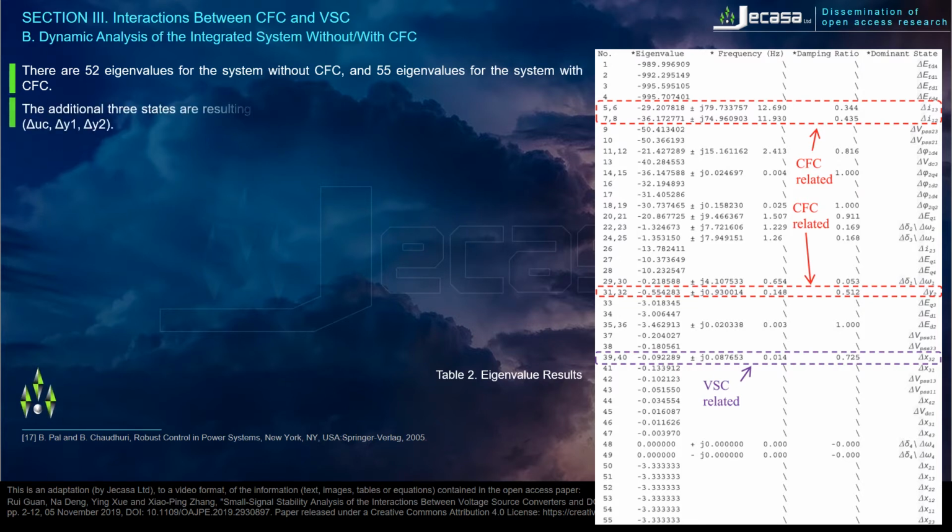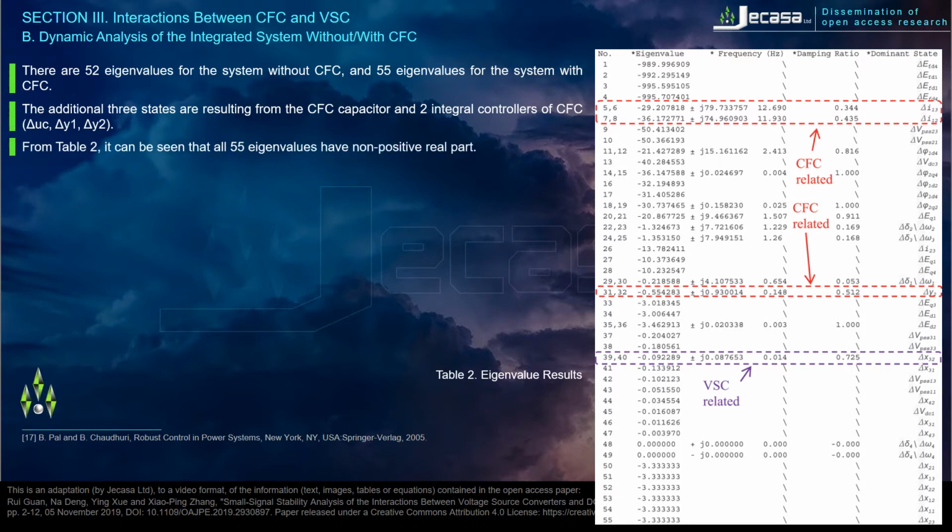The additional 3 states result from the CFC capacitor and the 2 integral controllers of CFC: delta UC, delta Y1, delta Y2. From Table 2, it can be seen that all 55 eigenvalues have non-positive real part. This indicates a stable operating condition around the operating point.